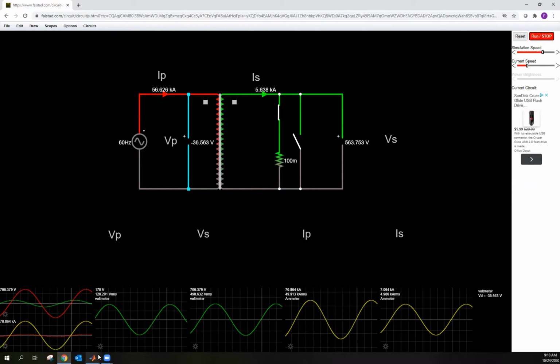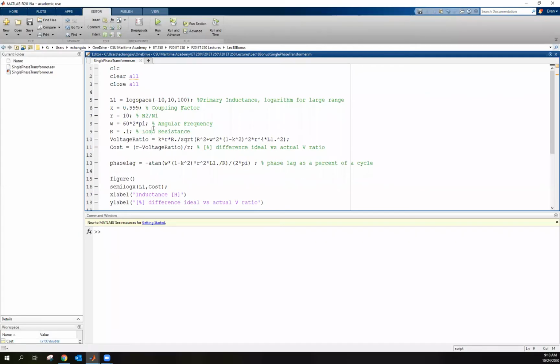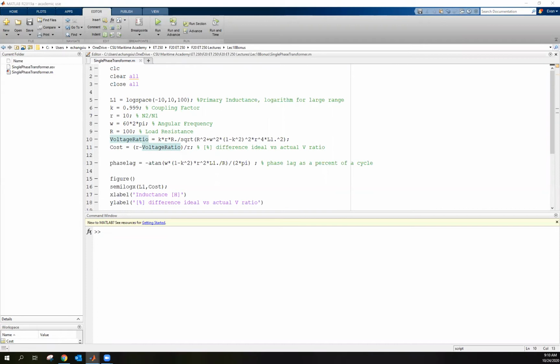Let's do one more. So we can come back and pick a good case. So what was a good case? Well, a good case would be, let's say, a 10 to 1 step up, but now the resistance is 100. So high step up, but also a high resistance. And we can play the same game. Okay, so I hit run and I create my 3 plots. And here they are.